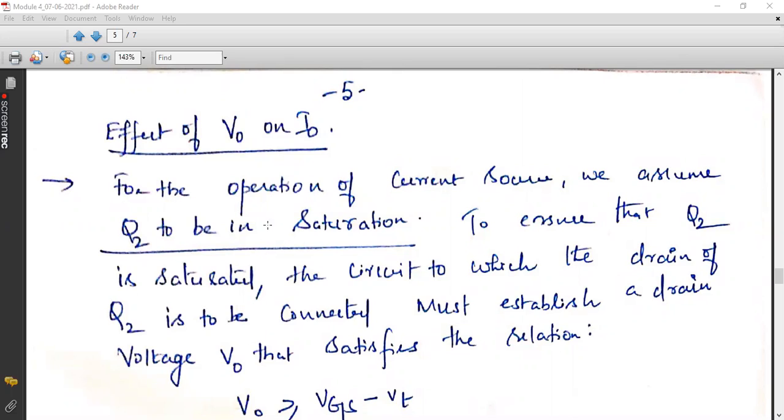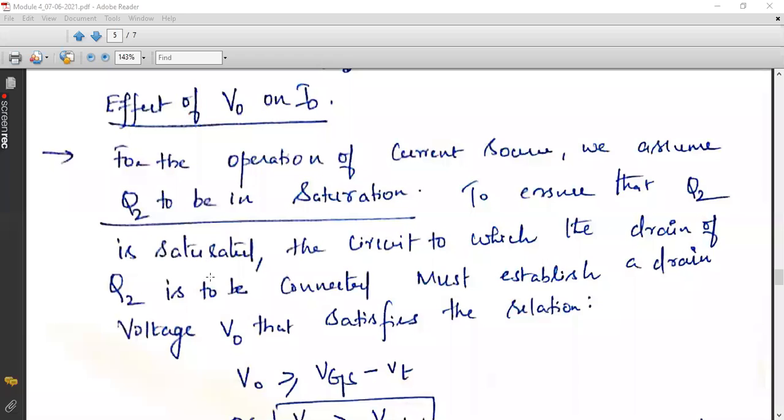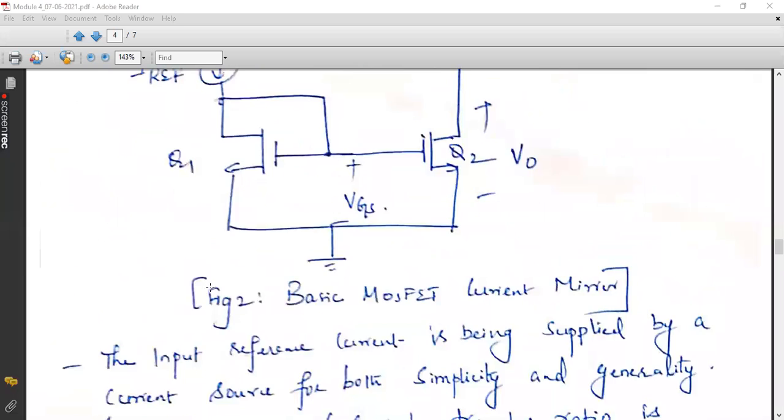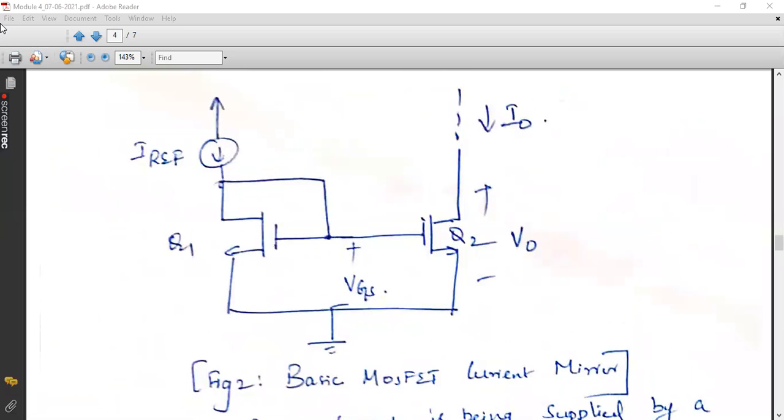So the main point is we need to make the transistor Q2 be in saturation. Already I told Q1 should be in saturation. At the same time, Q2 should also be in saturation. Now what is the condition for Q2 to be in saturation? Again, this is an N MOSFET, right? So tell me the condition for saturation. VDS should be greater than or equal to VGS minus VT, right?